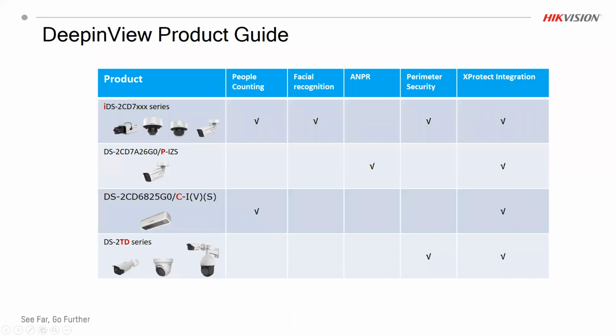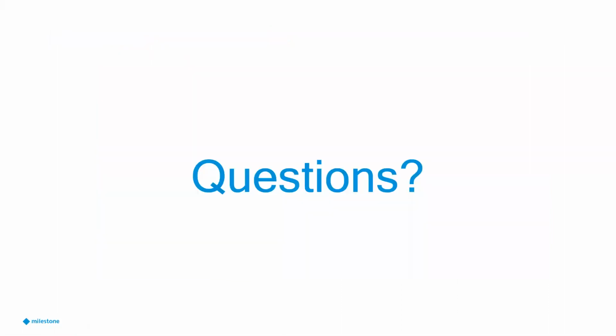Now, one of the important things to remember is that with these camera models, XProtect version 2020 R1 is recommended and above. Okay, so that's quite an important one, is that we do require XProtect 2020 release 1 as part of our integration. So we'll move now to any questions that have been listed within the format.